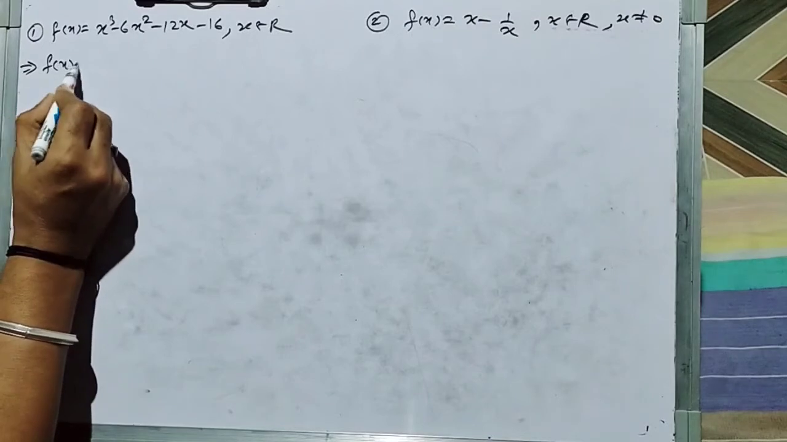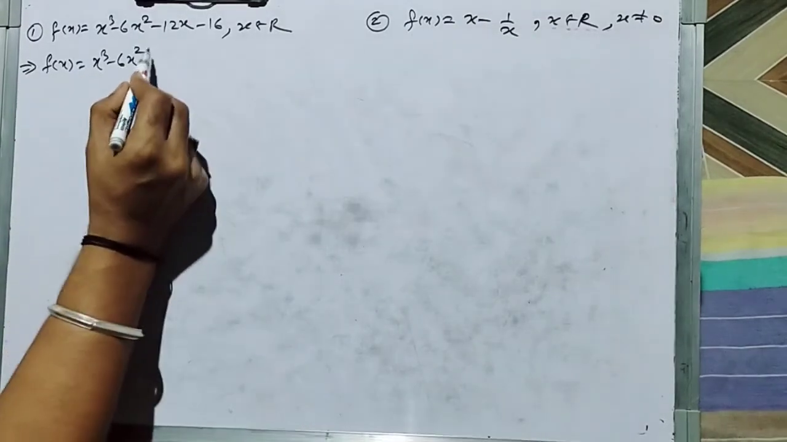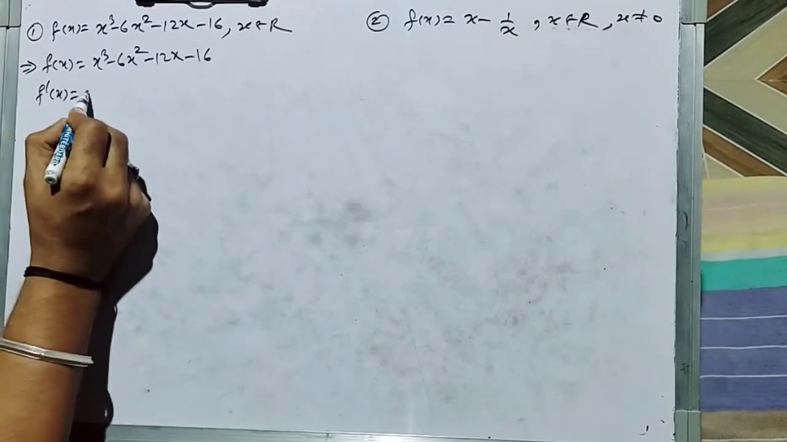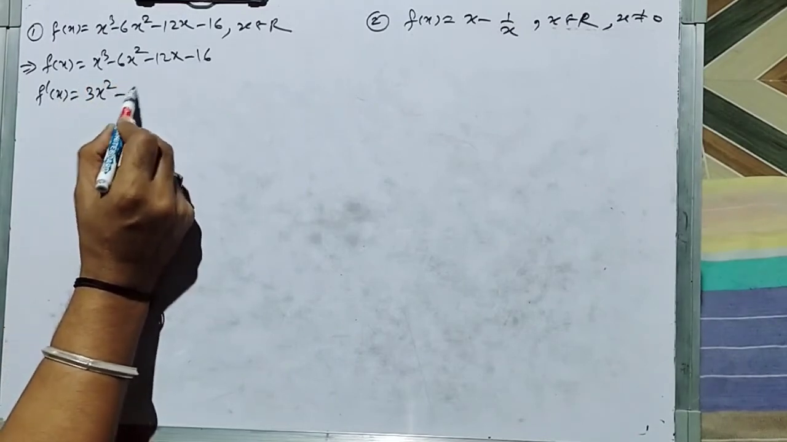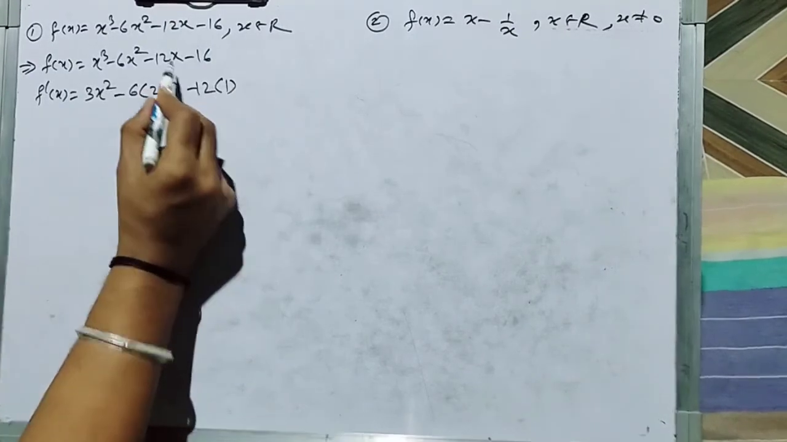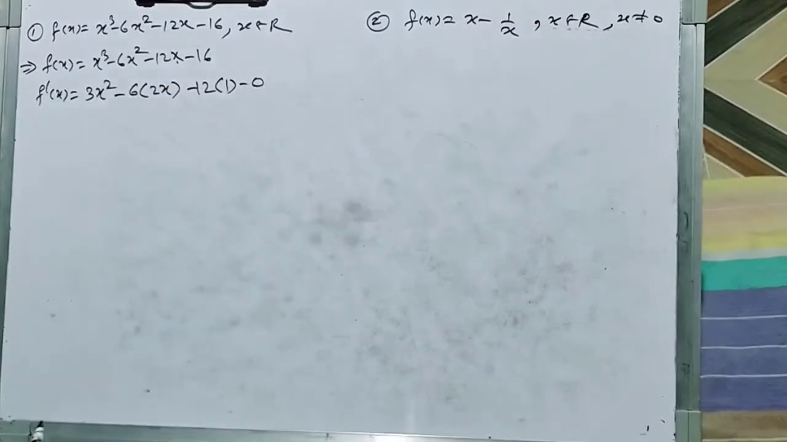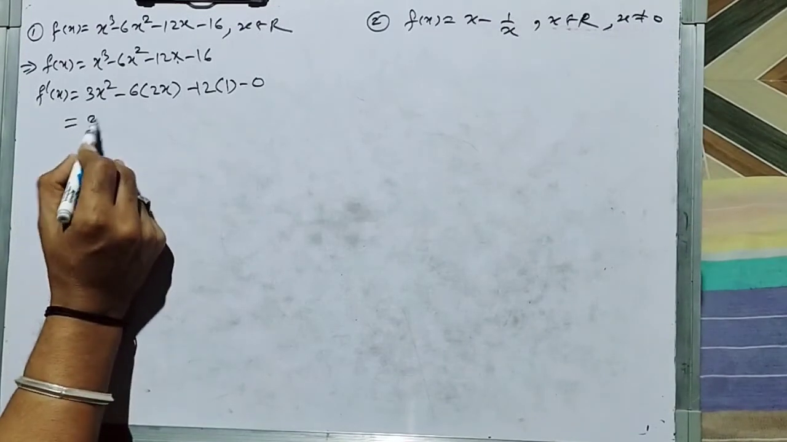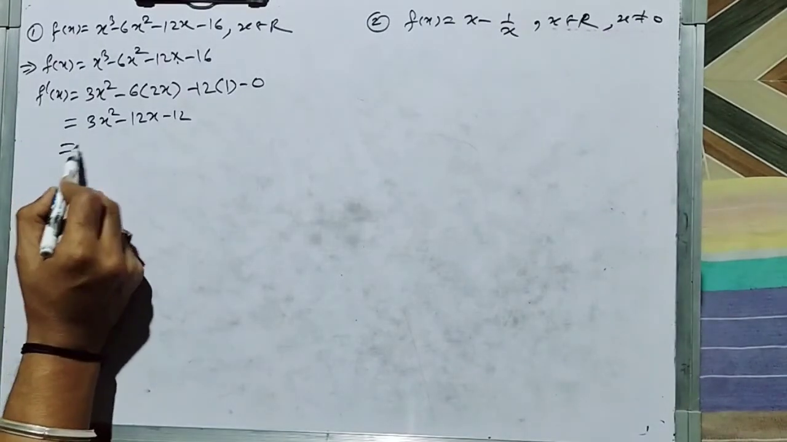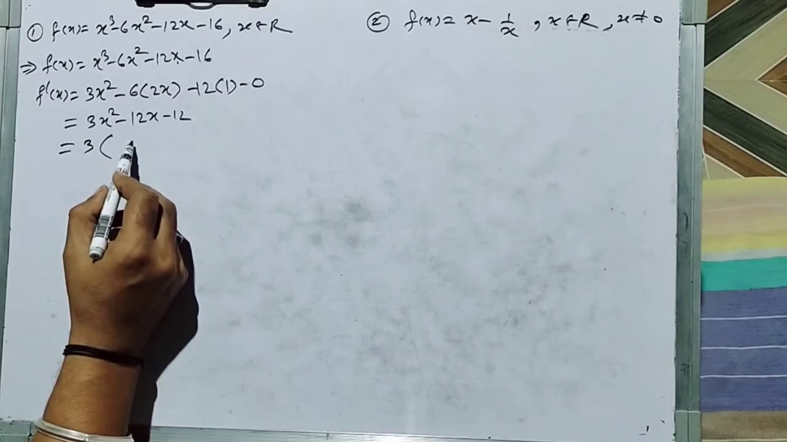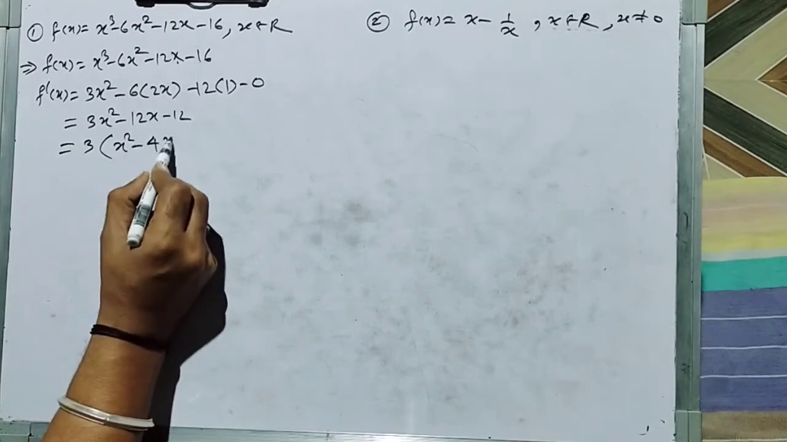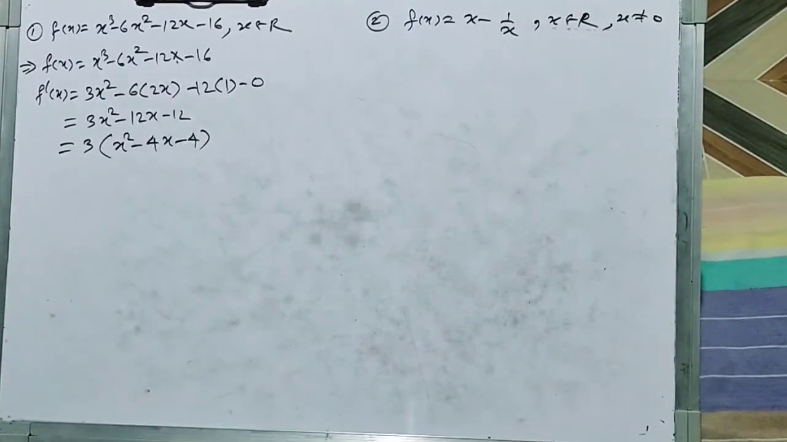So here for the first example, given f of x is equal to x cube minus 6x square minus 12x minus 16. So the derivative of this one: the derivative of x cube is 3x square, minus 6 into the derivative of x square, which is 2x, minus 12, the derivative of x is 1, minus the derivative of 16 is 0. So this is equal to 3x square minus 12x minus 12. So we take 3 common. It means here x square minus 4x minus 4.